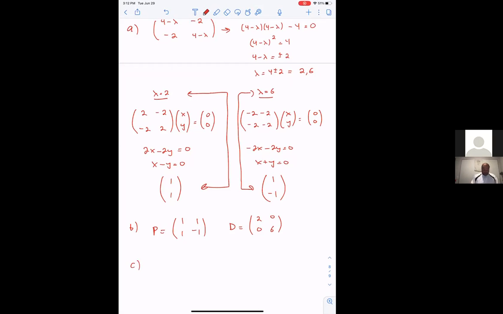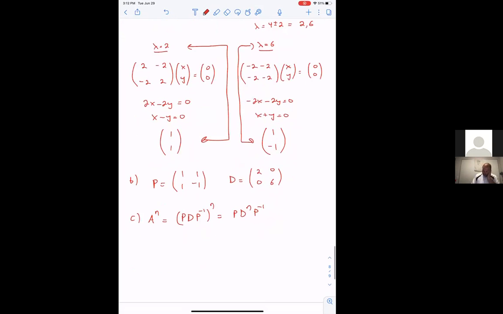And then C, find a general expression for A to the n. Well, A to the n is the same thing as (PDP inverse) to the n, which is P D to the n P inverse. So P is 1, 1, 1, -1. D to the n is 2 to the n, 0, 0, 6 to the n. And then P inverse, we switch those, we negate those, and then we divide by the determinant, which is -1 minus 1, which is -2.